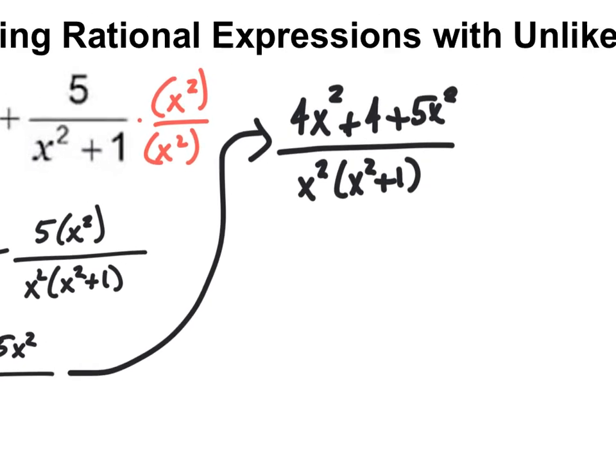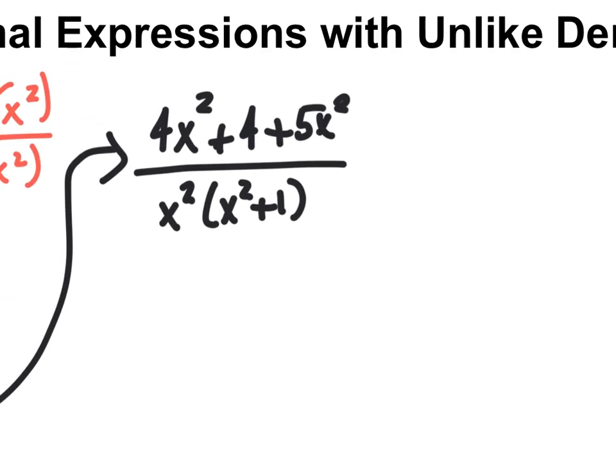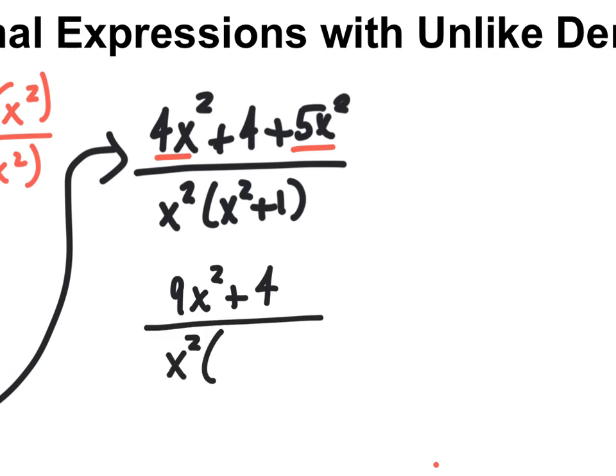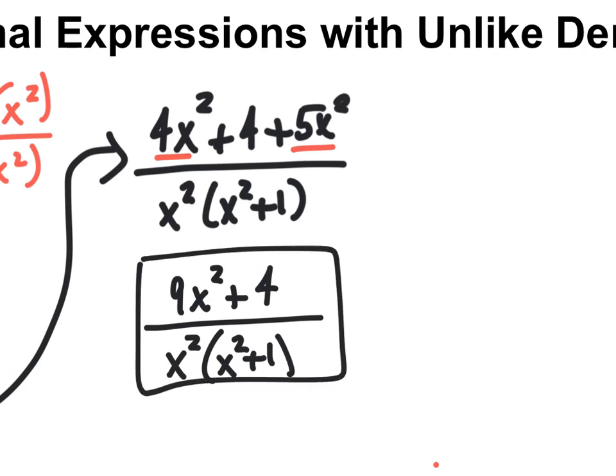Okay, so now, what I have here, I'm going to combine my like terms in my numerator, a 4x squared and 5x squared. And so that's going to give me 9x squared plus 4. And then this is all over x squared times x squared plus 1. Okay, and this is my simplified version, okay?